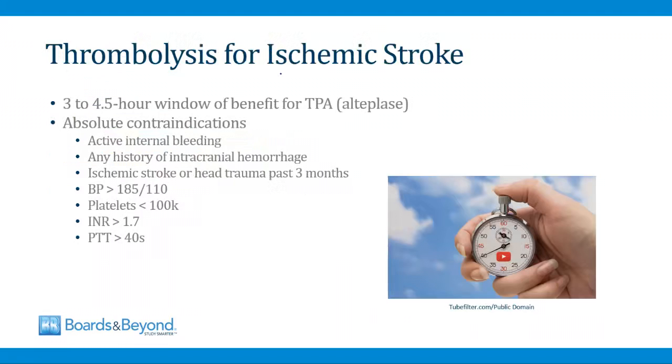Thrombolysis in ischemic stroke refers to the administration of tissue plasminogen activator, which is called alteplase. It's a thrombolytic agent that will break up clots and potentially restore blood flow to ischemic areas of the brain.